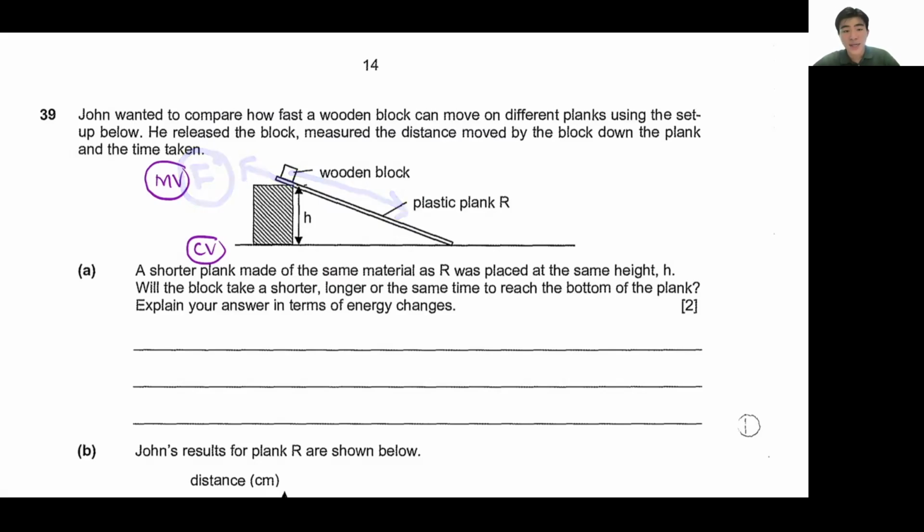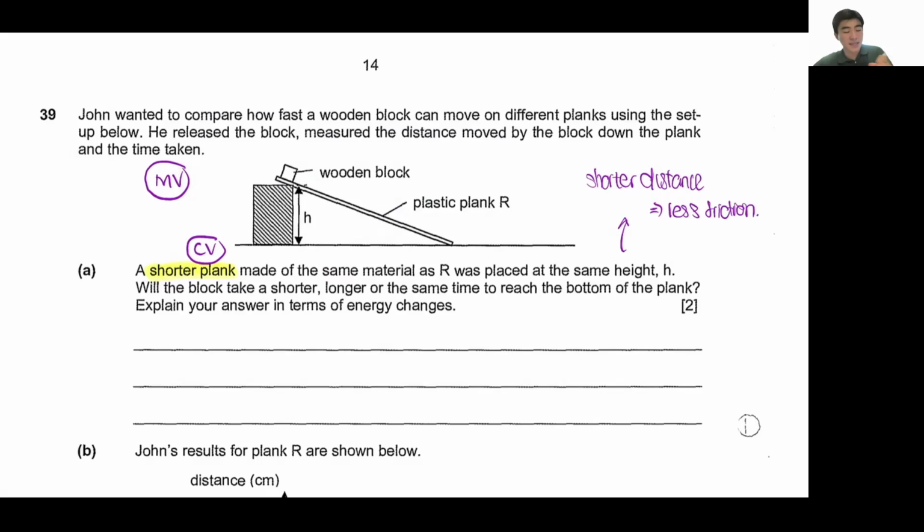Now let's look at this. They say, will the block take a longer, shorter, or the same time to reach the bottom of the plank? So what is the change variable? It is now going to use a shorter plank. A shorter plank means they are going to move a shorter distance, right? So there is going to be a shorter distance moved, and with a shorter distance moved, we would expect less friction.